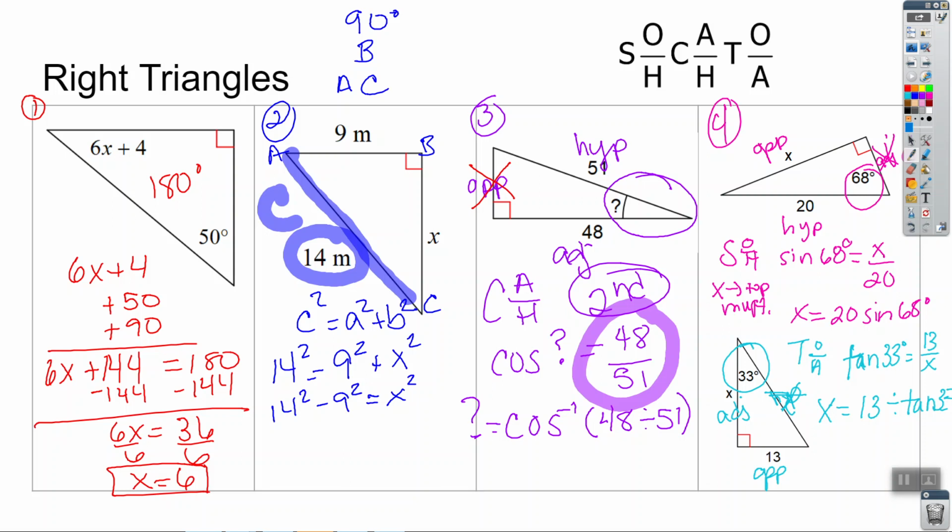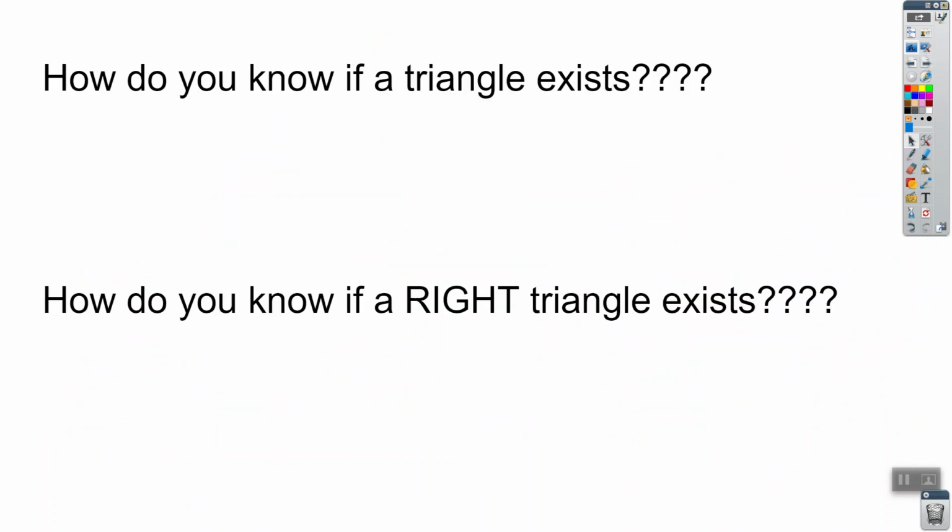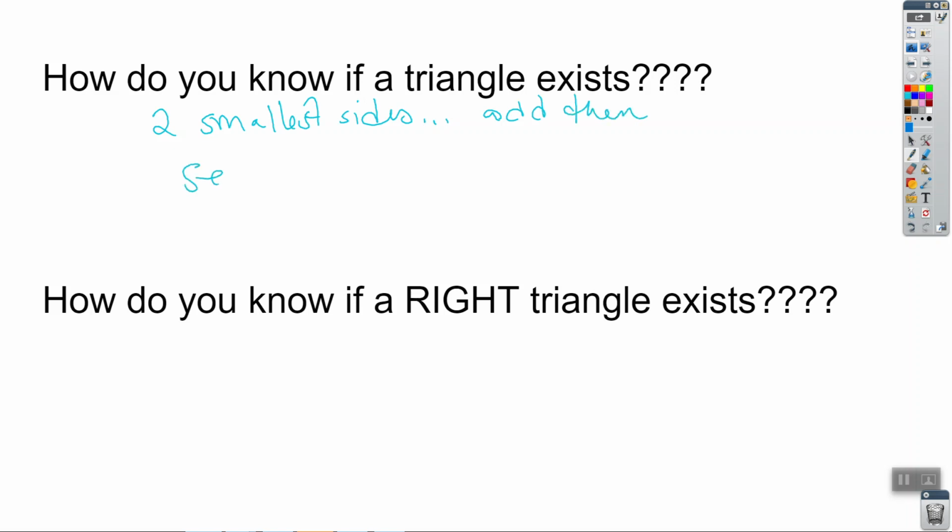So right here is every last thing we could do for a right triangle. All the angles add up to 180, or I'm going to use the Pythagorean theorem, or I'm going to use SOHCAHTOA if I have a mixture of sides and angles. Last thing, how do I know if a triangle exists? Well, I'm going to have to take the two smallest sides, add them, and then see if they're bigger than the third side.